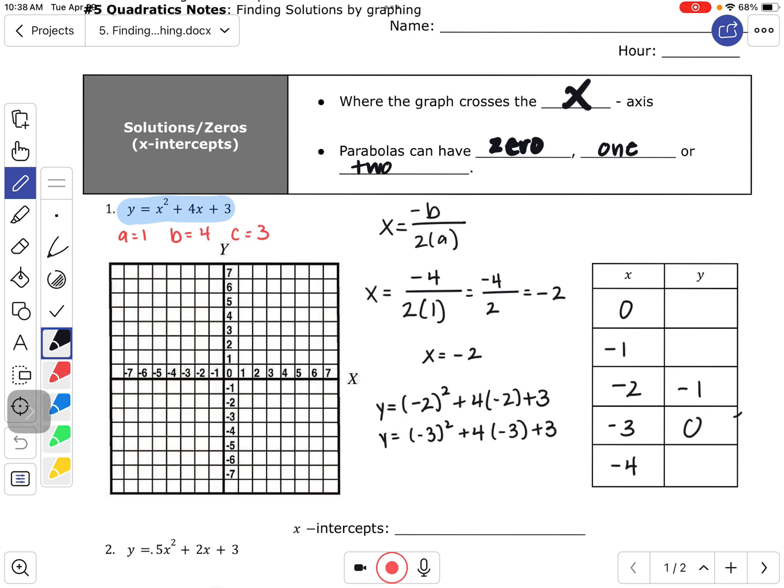And remember, it has this rainbow effect. So if that one's a 0, this one's a 0. And lastly, I'm going to put my last one in there. Y equals negative 4 squared plus 4, negative 4 plus 3. If I do that one, I get a 3 on my outside. And remember that rainbow effect, if this one's a 3, this one's a 3. So I'm going to put 3's in both places. Now I'm just going to go ahead and graph that.